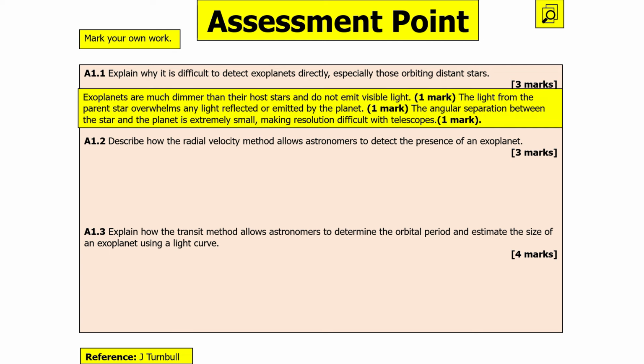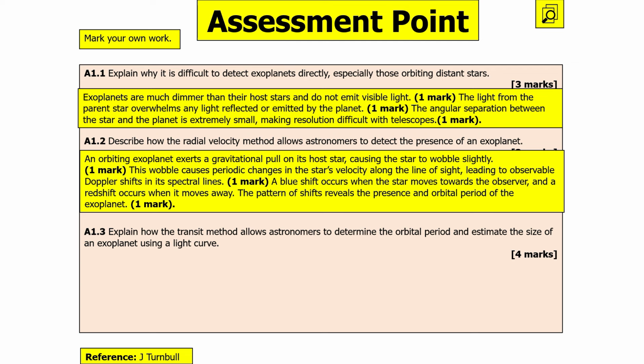Exoplanets are much dimmer than their host stars and don't emit their own visible light. Light from the parent star overwhelms any light reflected or emitted by the planet. The angular separation between the star and the planet is extremely small, making resolution difficult without telescopes.